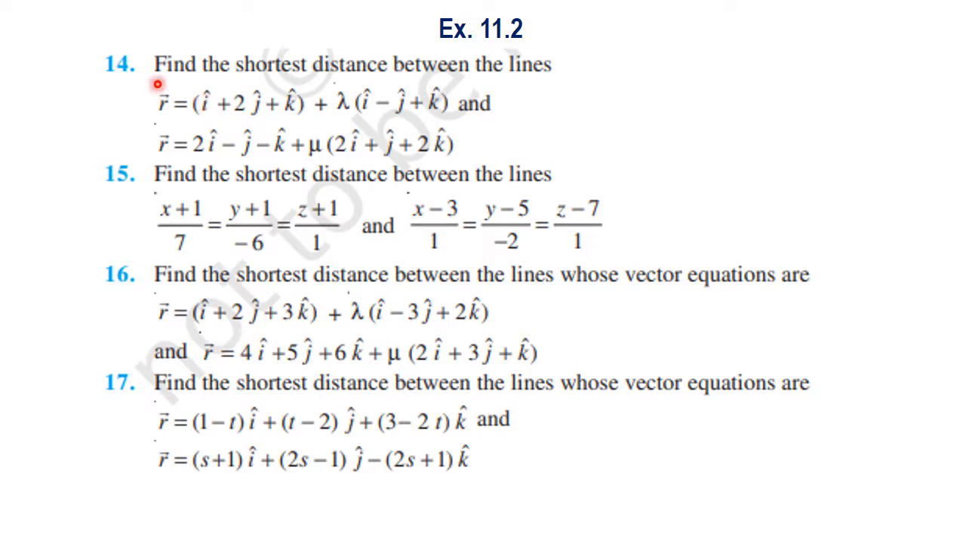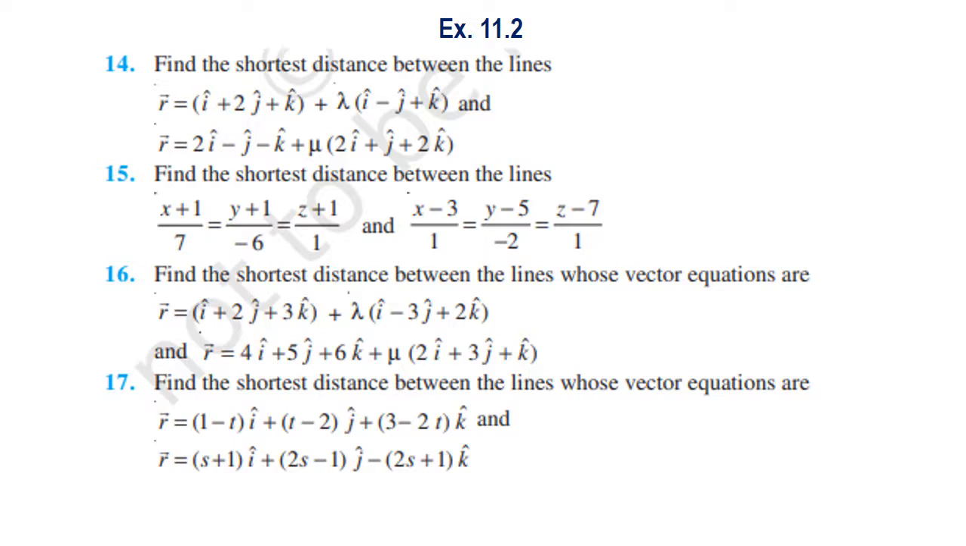And out of these 4 questions, in question number 14, 15 and 17, the vector form of the equation of the line is given. So I am doing question number 17 so that you can easily do question number 16 and 14. And in question number 15, the Cartesian form of the equation of the line is given, and here also we need to find the shortest distance between these two lines.